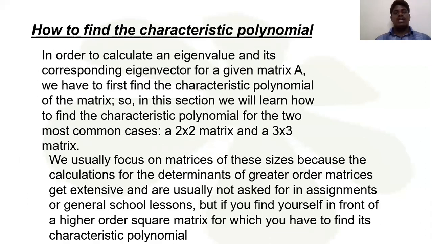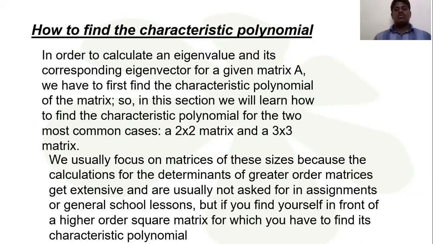How to find the characteristic polynomial? In order to calculate an eigenvalue and its corresponding eigenvector for a given matrix A, we have to first find the characteristic polynomial of the matrix. So, in this section, we will learn how to find the characteristic polynomial for the two most common cases: a 2 into 2 matrix and b 3 into 3 matrix.